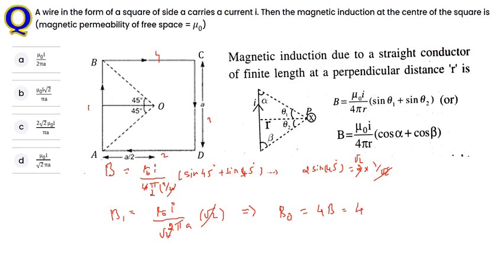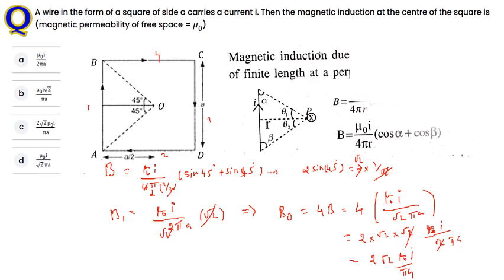4 into B value. Already we found that value, mu naught I divided by root 2 pi a. Now this 4, what can we mention here is 2 into root 2 into root 2 into mu naught I divided by, you can mention like this, mu naught divided by root 2 pi a. If you multiply this one, you can get 4 over here. So root 2 will be cancelled here. So what you are going to have is 2 root 2 mu naught I divided by pi a. So that is the answer in this case.